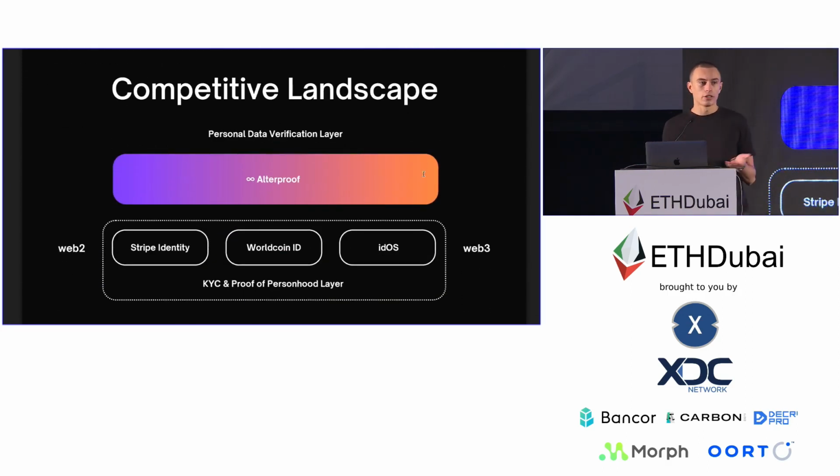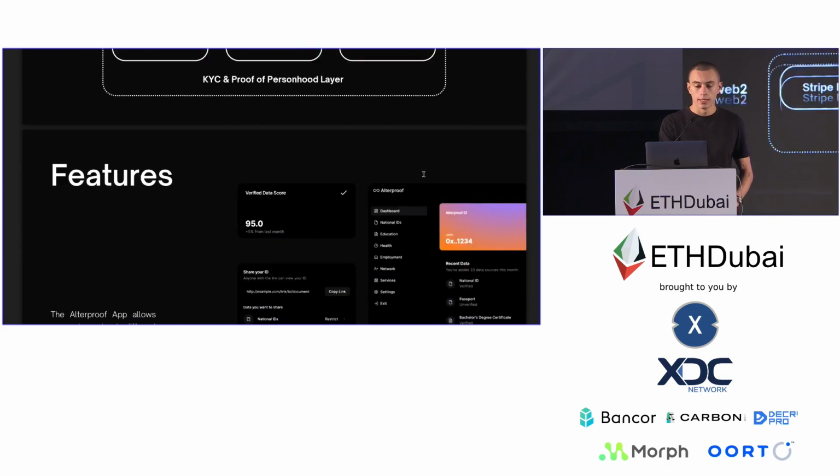And just to compare ourselves maybe to some of the other KYC, proof of personhood type solutions, I like to think of Alterproof as ultimately a layer on top that provides more of a verification layer rather than a KYC layer, because we can digest all of that data, whether it's coming from Stripe Identity or WorldCoin ID or IDOS and all of these things. We can digest that data and actually feed our data back into those solutions. So IDOS, for example, aggregates users' data that are verified from different sources. You can also import your Alterproof verified data into your other digital identity solutions.